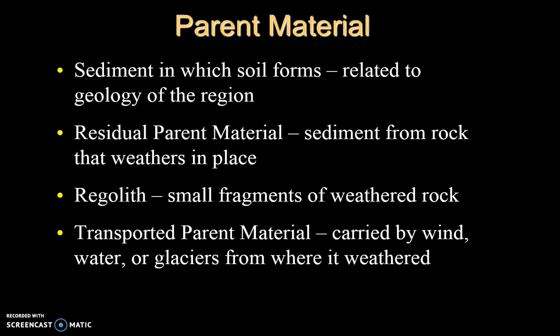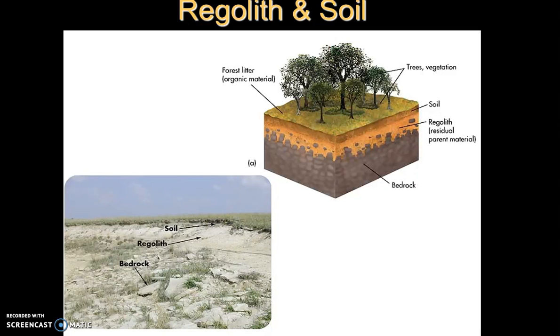And the term regolith refers to small fragments of weathered rock that we see much lower in the soil profile. And we know that these parent materials, once they start breaking down, are transported. They're carried by wind, water, glaciers, from where they were weathered to their resting point.